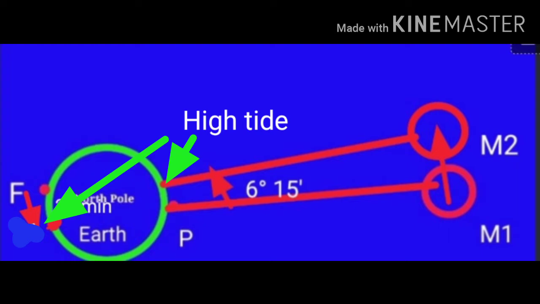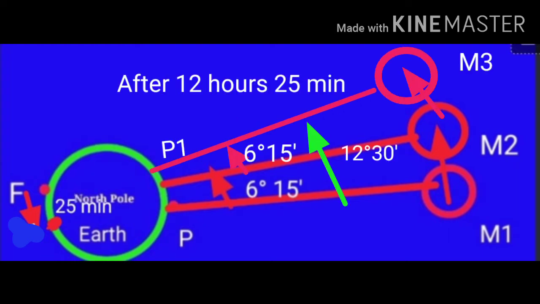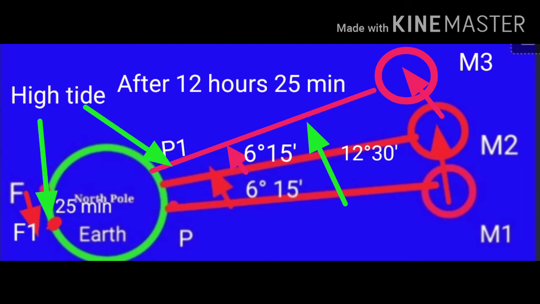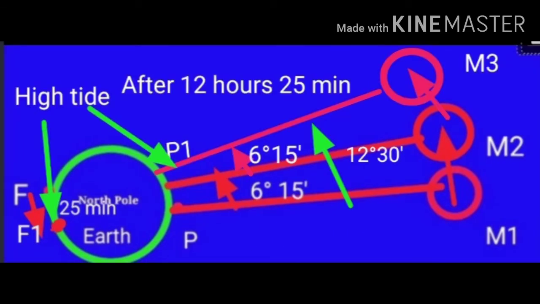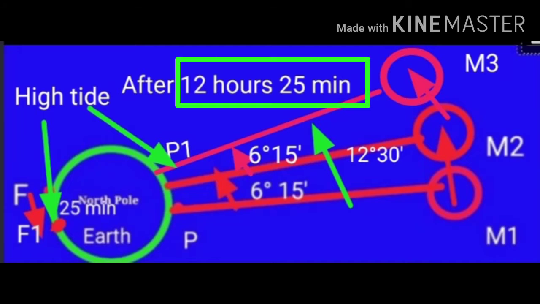Point P opposite to F will also experience high tide. Later again, after 12 hours and 25 minutes, point P1 will experience high tide as it comes in front of the moon. There will be high tide at F1, as shown in the figure. There is high tide and low tide twice a day within 24 hours. Generally, the time difference between two high tides is of 12 hours and 25 minutes.